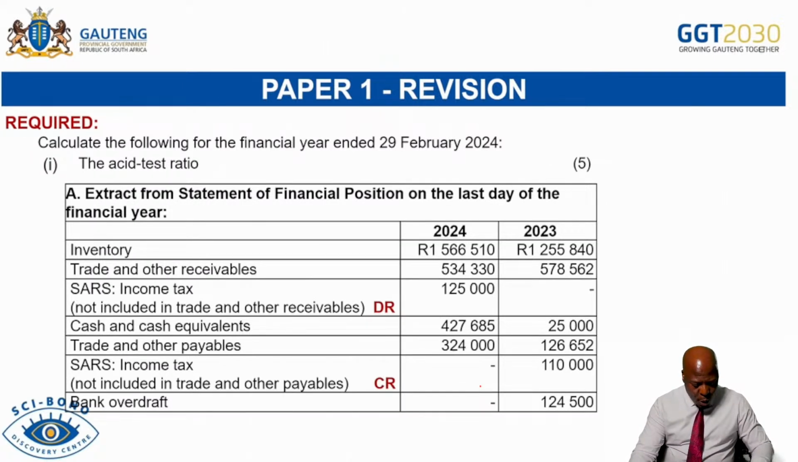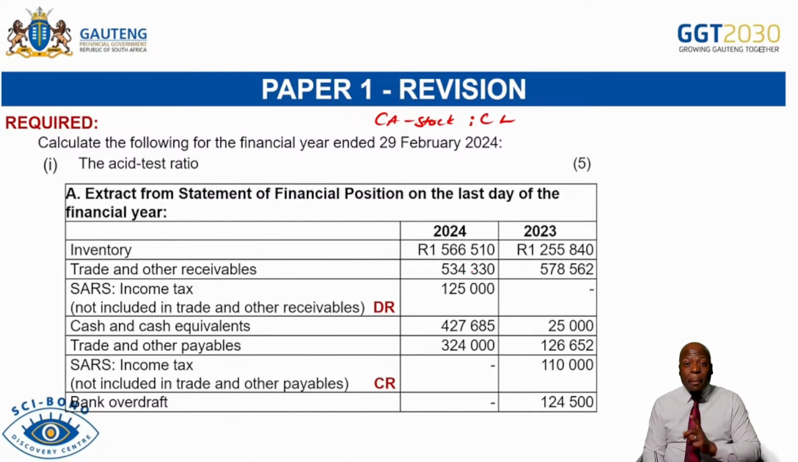Okay, so the first one wants us to do the acid test ratio. And the acid test ratio, remember, is your current assets minus the stock, as to your current liabilities. Remember, it's a ratio, so the answer has to be as to 1. I'm not going to add the inventory and then subtract it, it doesn't make sense. I'm just not going to add the inventory in the first place. So I'm going to have my current assets without stock, and then here I'm going to have my current liabilities.